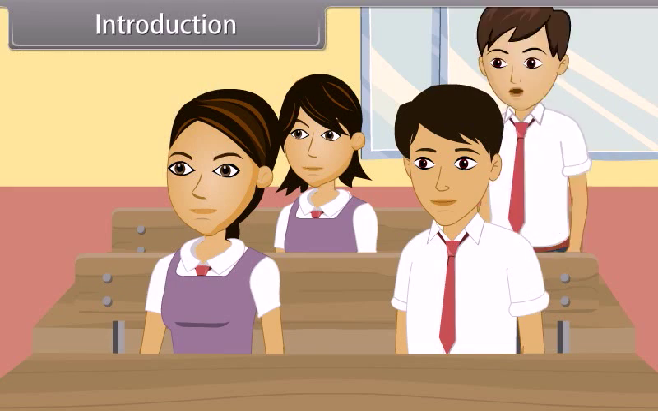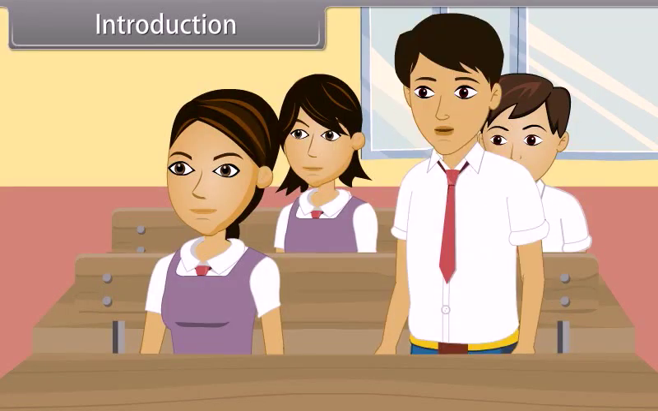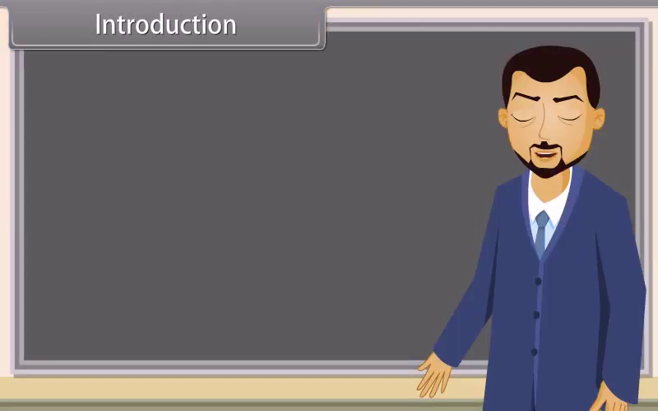Sir, and what we get from the sunlight? Good question, Raman. We get vitamin D from the sunlight. It encourages the absorption and metabolism of calcium and phosphorus in our body. Sir, what happens if our body cannot get vitamin D? Due to deficiency of vitamin D, many serious diseases can occur, like rickets, obesity, heart disease, or high blood pressure. Students, today we will study all these topics in our chapter Biomolecules.